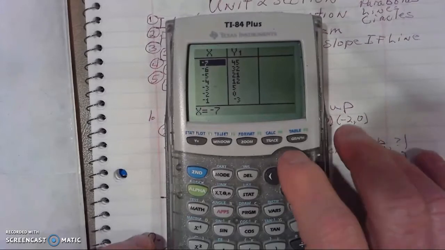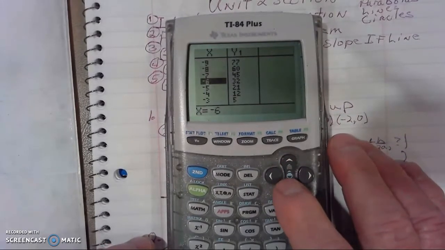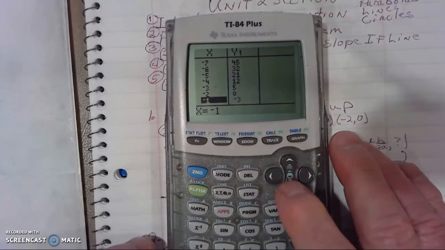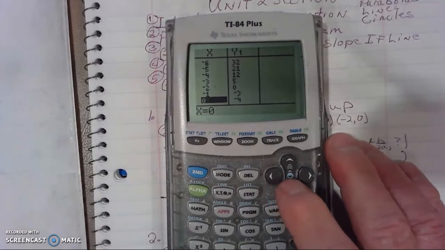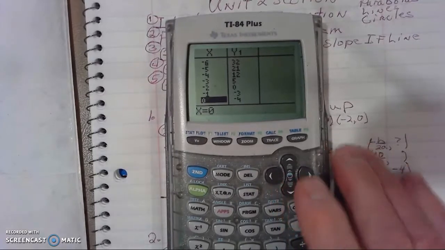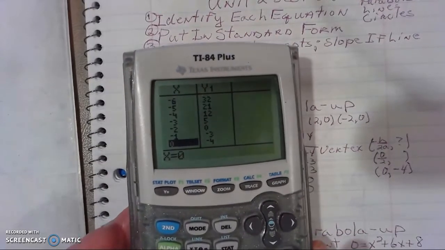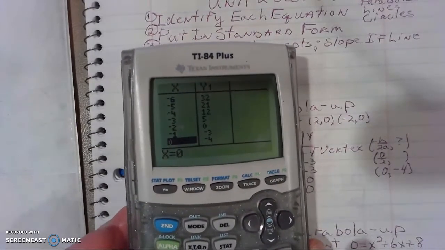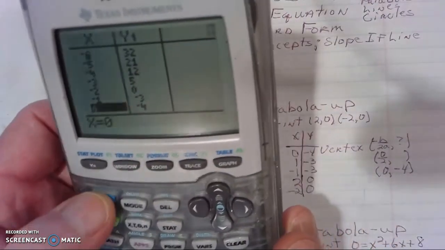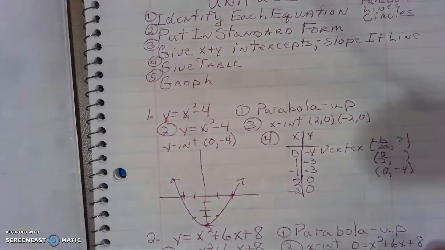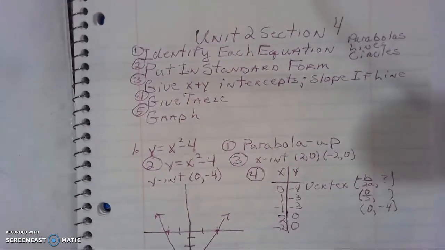Then with your up and down arrows you can have this thing showing all the points within 1 unit increments for your x's, and then over on the right is your y coordinates. That is how you get to the table on this calculator, and this is how you graph on this calculator. Okay, Unit 2, Section 4 is graphing.